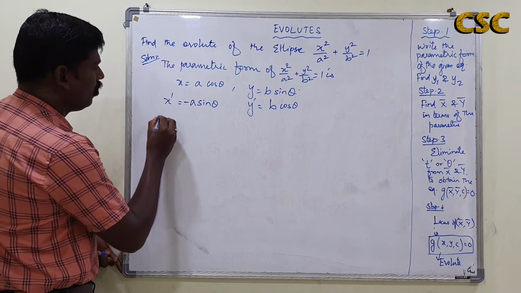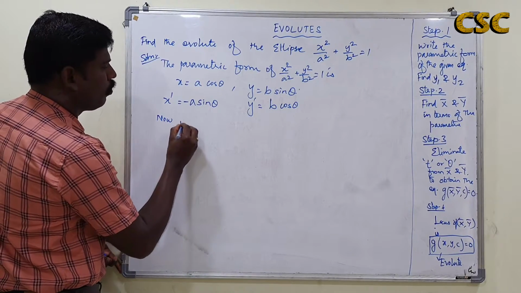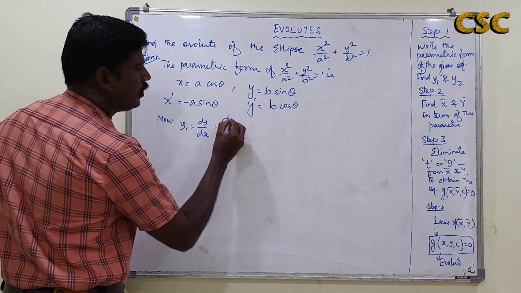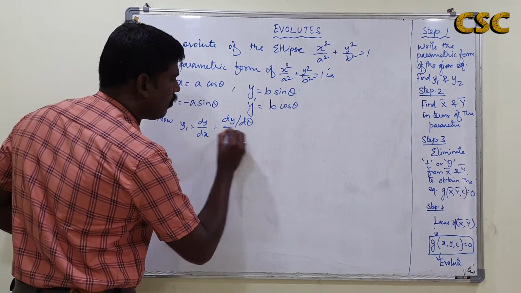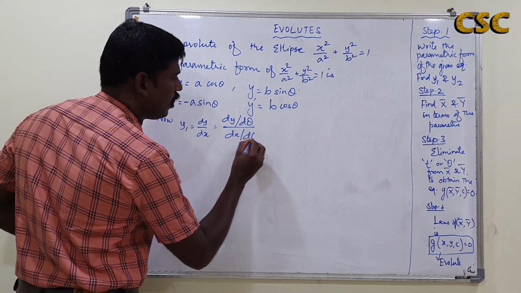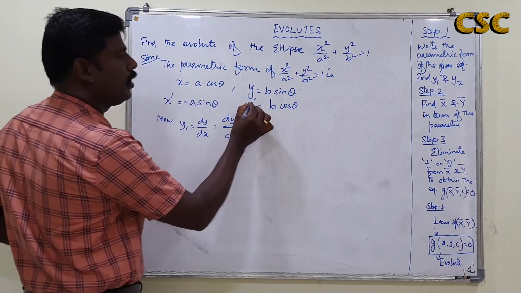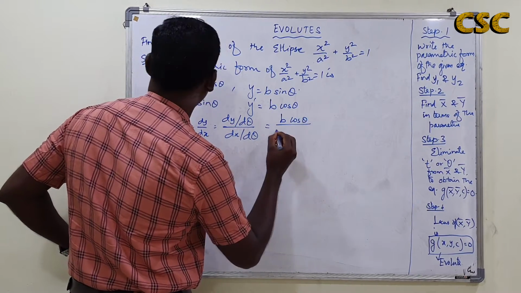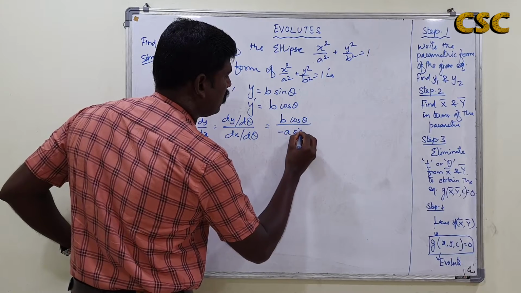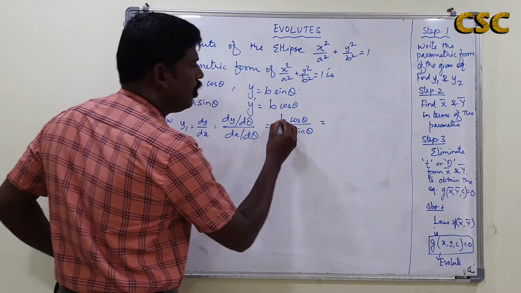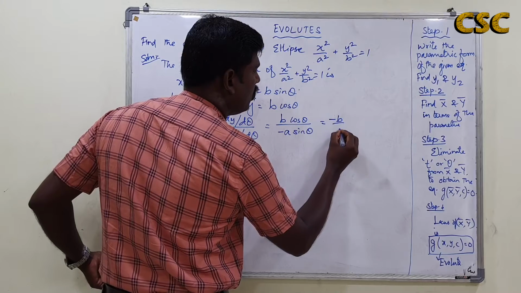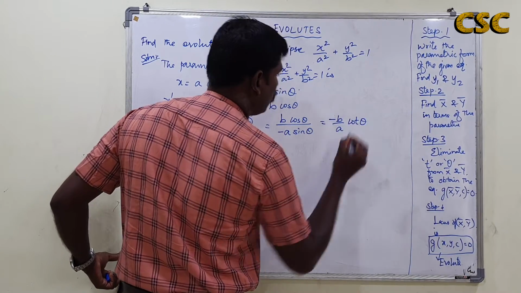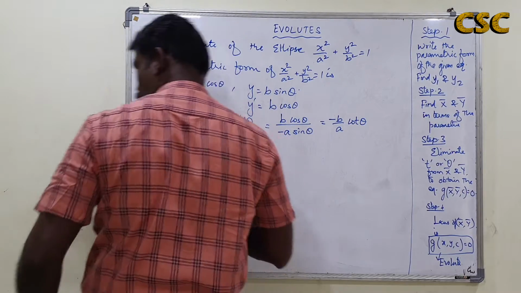Right? Now I am going to find y1. What is y1? y1 is nothing but dy by dx, isn't it? That can be written as dy by d theta divided by dx by d theta. dy by d theta is y dash. We obtained here b cos theta by minus a sin theta. What is this value? Minus b by a. Simplifying, minus b by a cos theta by sin theta can be written as cot theta. So this is the value of y1.